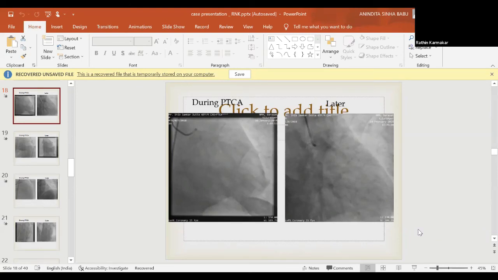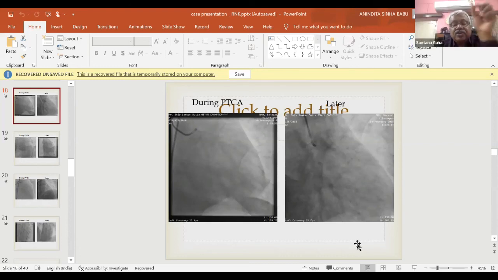But apart from these others, Ruthin, please unshare. Okay, unshare that. Yeah, you talk. No, you keep talking. Unshare the screen.